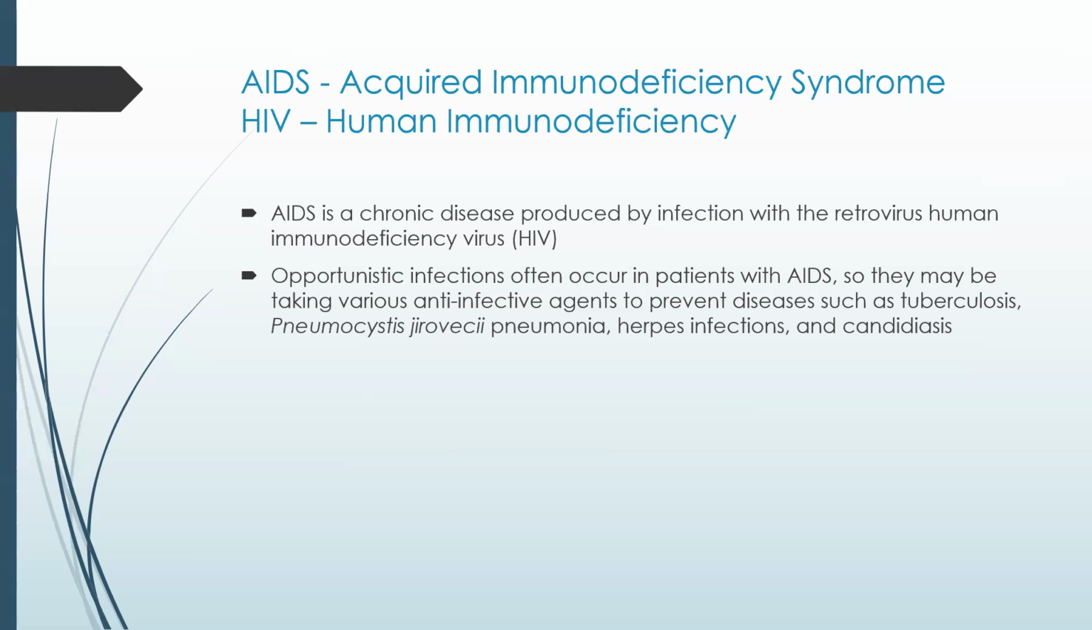I'm sorry, I read that wrong. Opportunistic infections often occur in this population. A lot of the time, what they're managing with a person that has either AIDS or HIV are those infections that happen because the person is immunocompromised. So they may be taking various anti-infective agents to prevent diseases such as tuberculosis, pneumonia, herpes, candidiasis, all these different things that a person with HIV/AIDS is going to be more susceptible to.